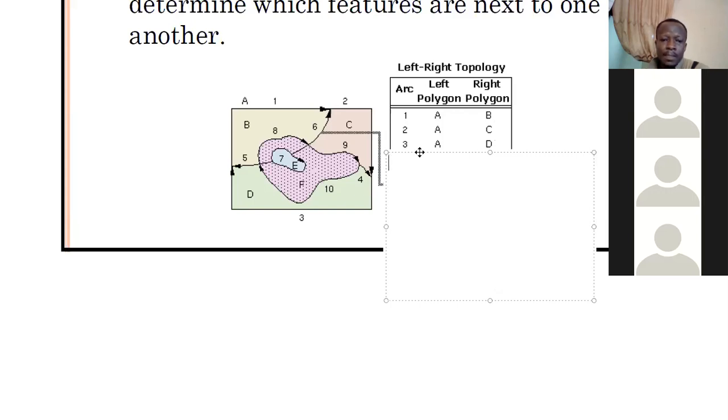Arc number 4. Is this the small one here? It's a small line here, right? Can you see my cursor moving? Yes, sir. And the arrow is going down this way. So what is to the left? What's to the right? CD actually. So left is C, and the right is D. Yes. Okay, so this is it.